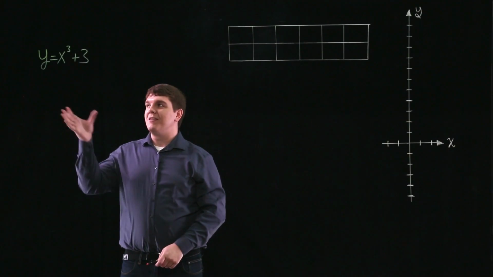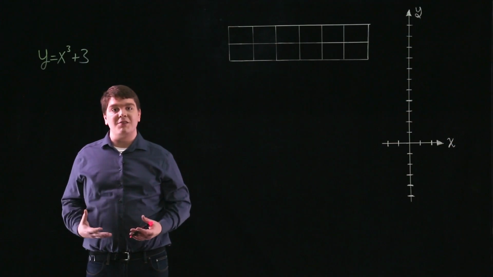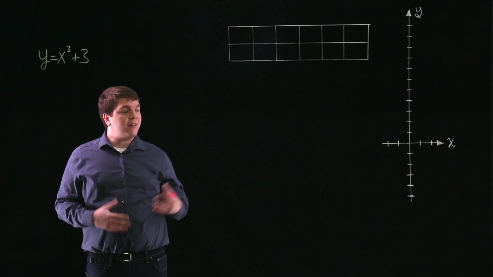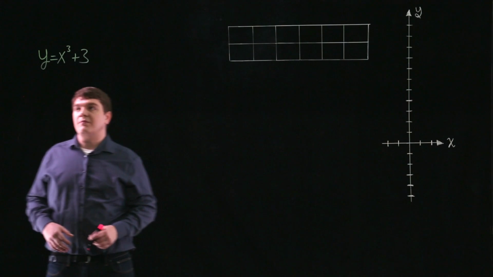Hi, I'm Gabe. In this problem, we're asked to consider the equation y equals x cubed plus 3, test it for symmetry, then find the x and y-intercepts, and then finally graph the equation.